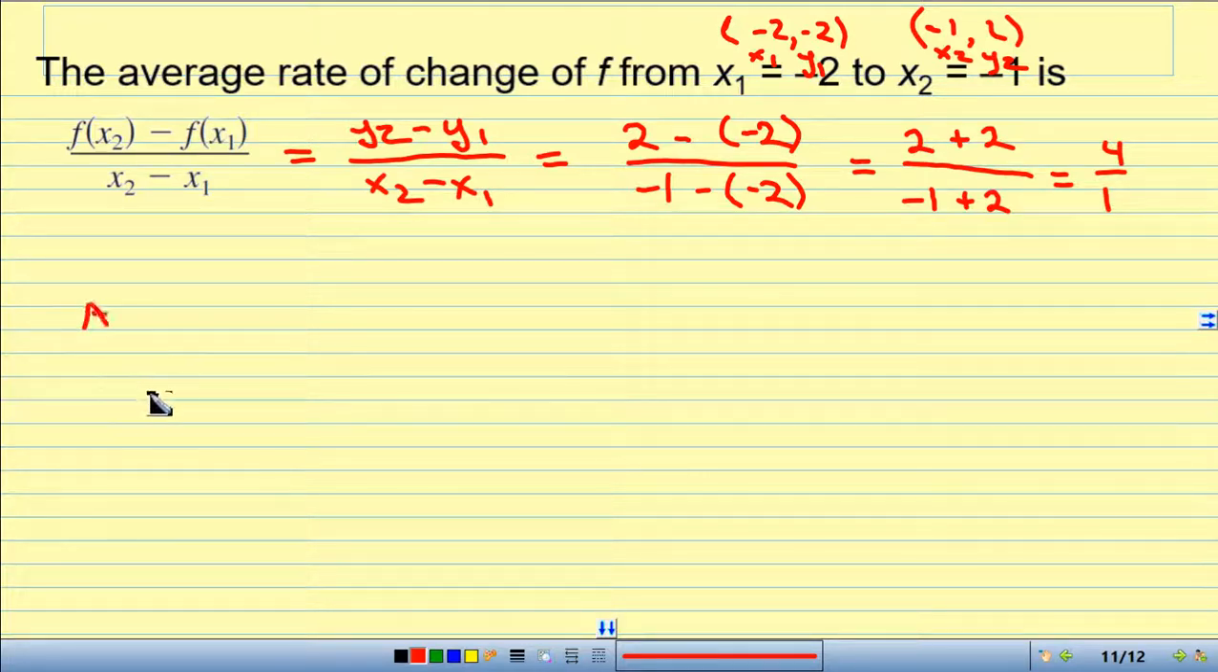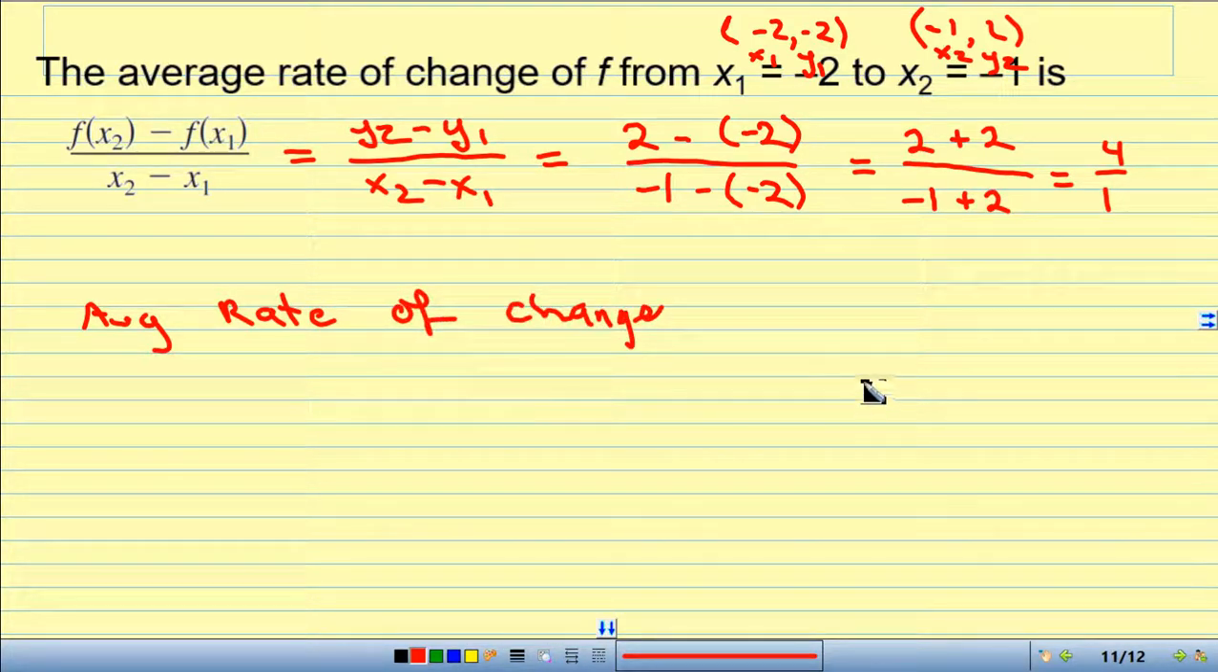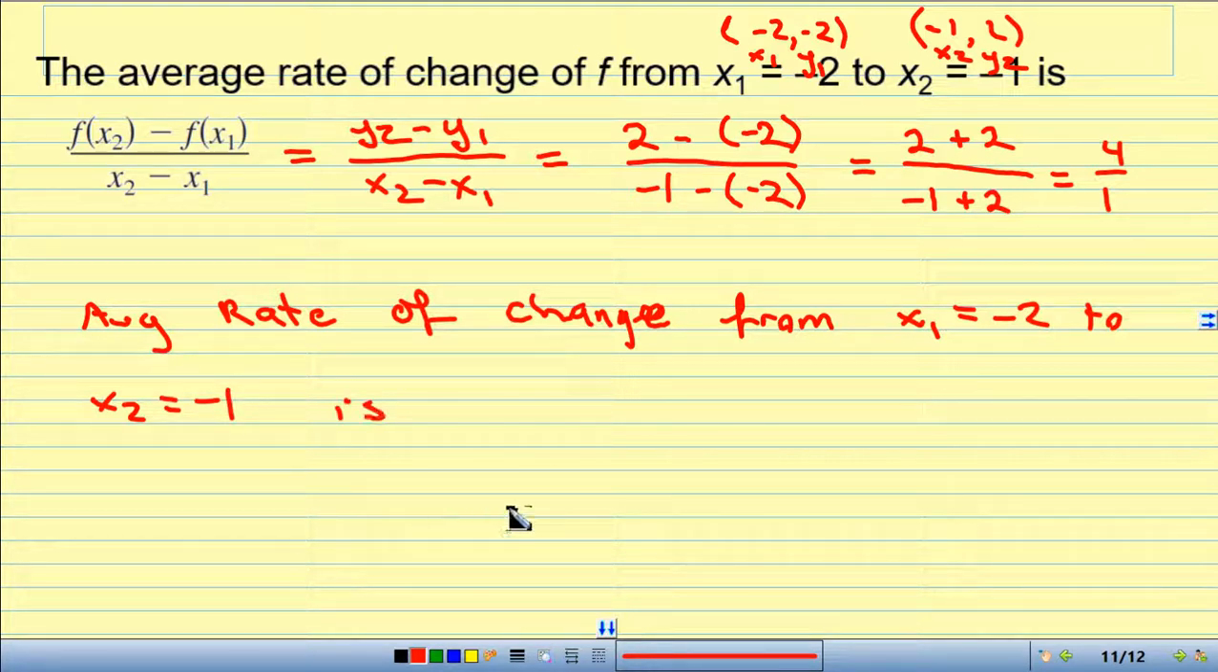Or I can say average rate of change and define where it's from. Okay? From x1 equals negative 2 to x2 equals negative 1 is 4. Or I can say it is 4 over 1.